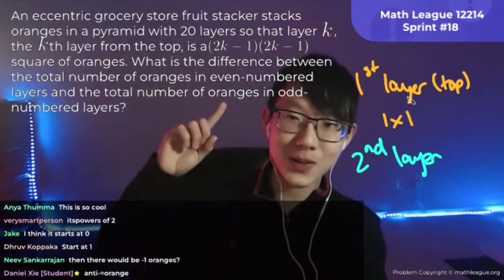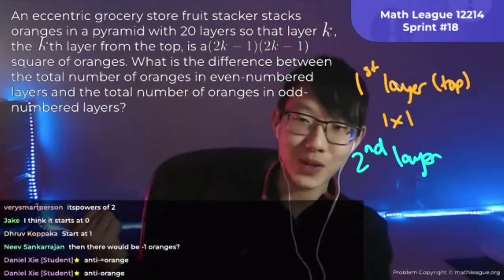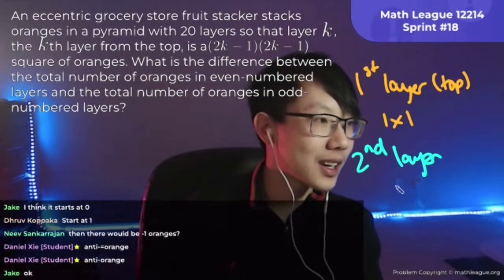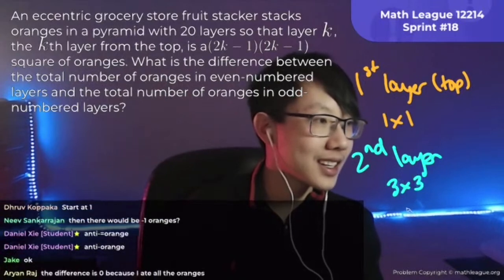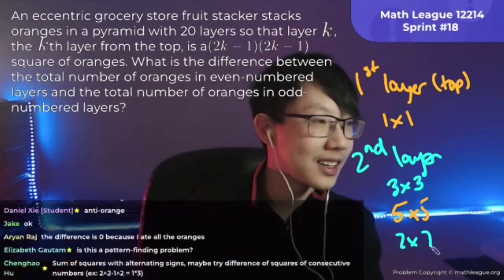If you notice, 2k minus 1 just says, give me the even number, which is 2k, and take 1 away from it, which makes it an odd number. So these are just going up by odd numbers. So I have 1 by 1, 3 by 3, and just continuing to alternate. I have 5 by 5, 7 by 7, etc.